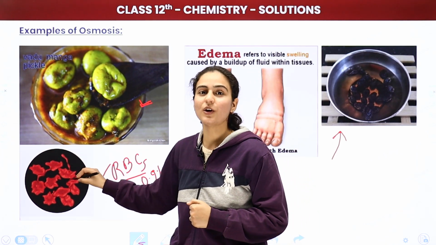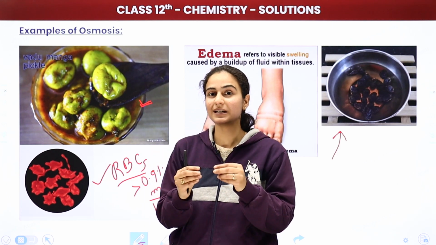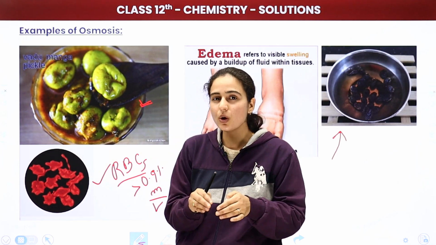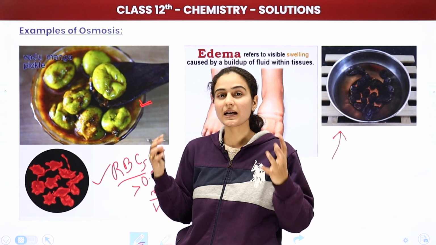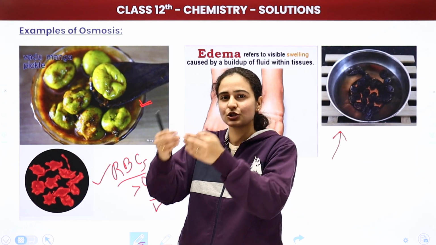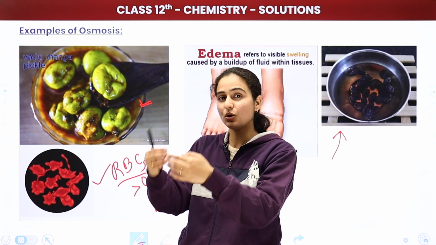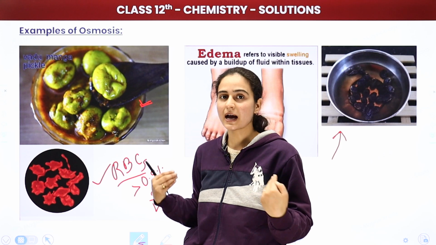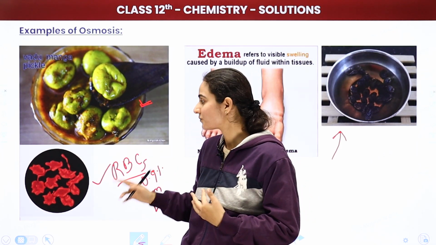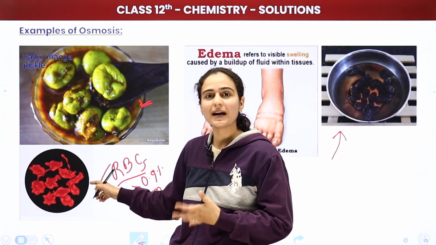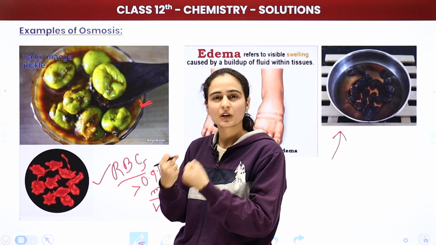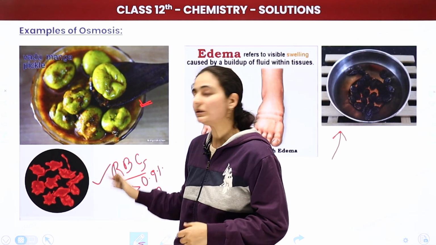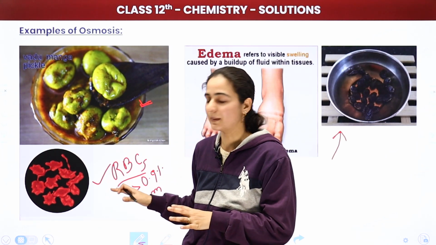So what will we observe? Again, our red blood cells have low concentration, outside is high salt concentration. So again, water will move from low concentration to high concentration. So we will observe that the red blood cells have become shrunken. Right? So this is the third example.